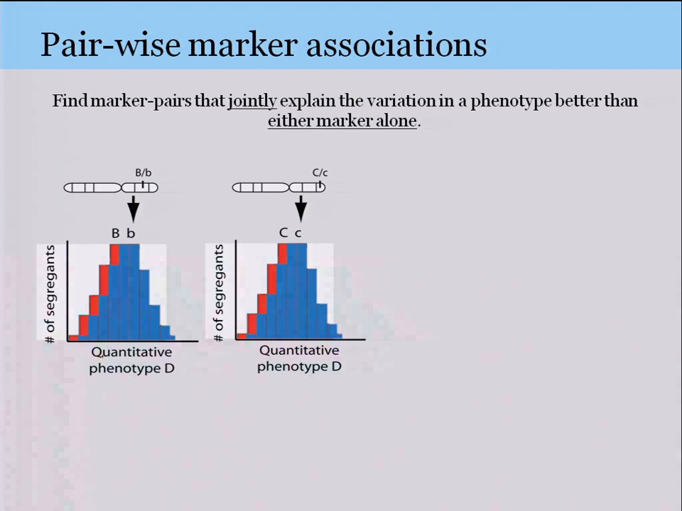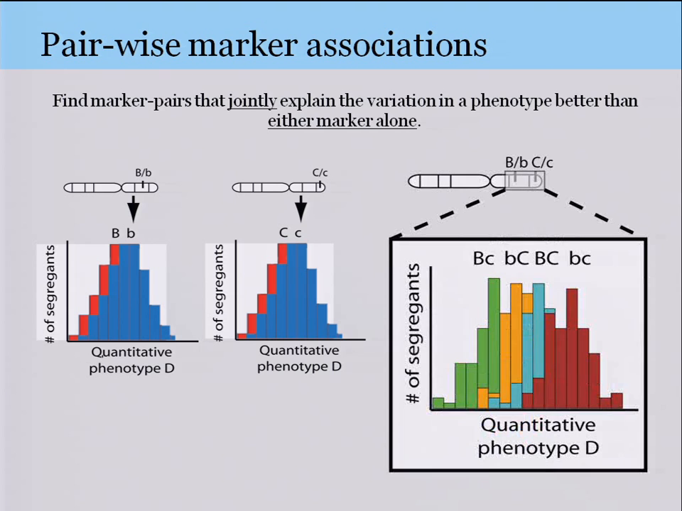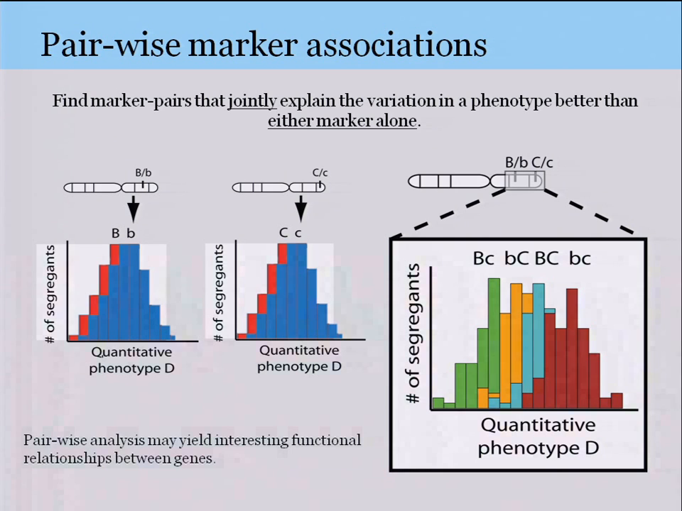There's a small example here. Imagine we had a haploid organism, and we're looking at two different markers, marker B and marker C. If we partition the population based on which allele they have at these two loci, we see that neither locus alone can explain the variation seen in the quantitative phenotype. However, if we move to a pairwise or joint view, we notice the alleles at loci B and C can jointly partition the phenotype. That suggests there's some interesting interaction between markers, and this may yield new functional interactions between genes.